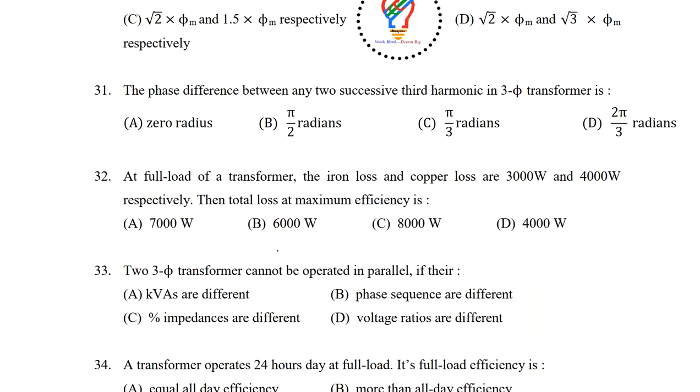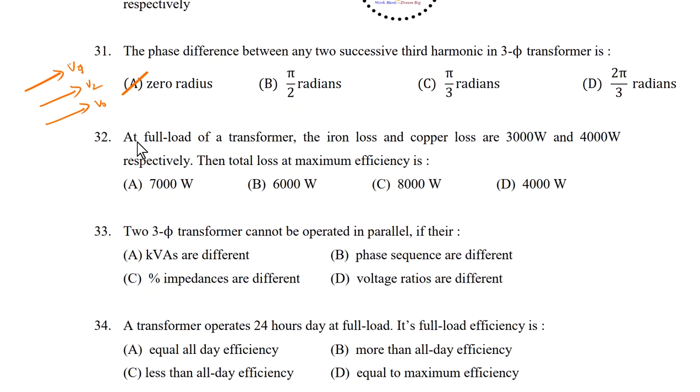Next one, the phase difference between any two successive third harmonic components in a three-phase transformer is... Let me take V1, V2, V0. So this will have third harmonic components, and the phase difference between them is 0 degrees here.